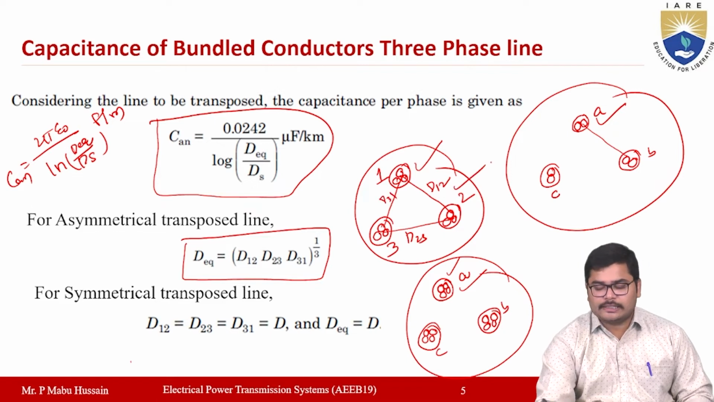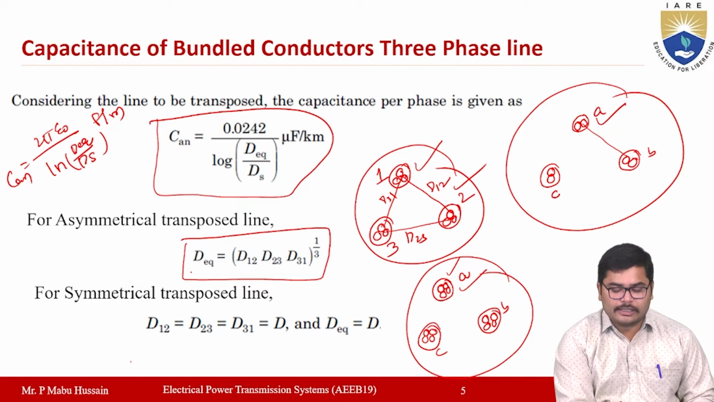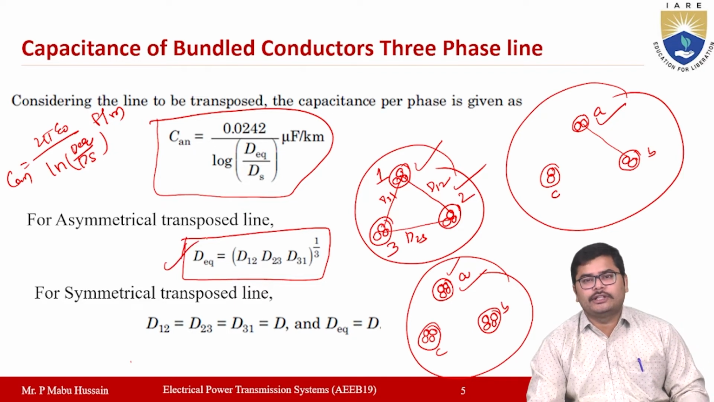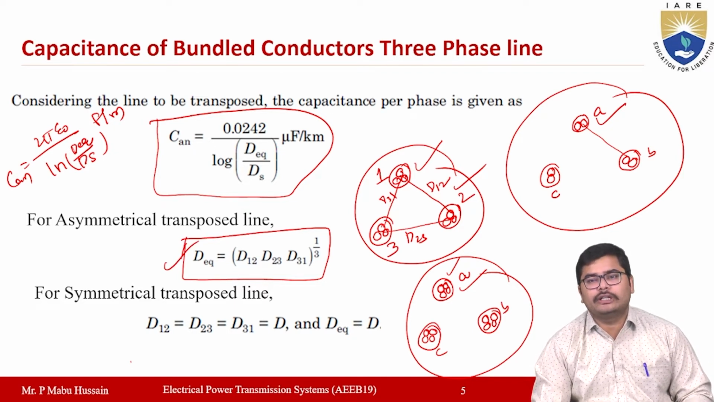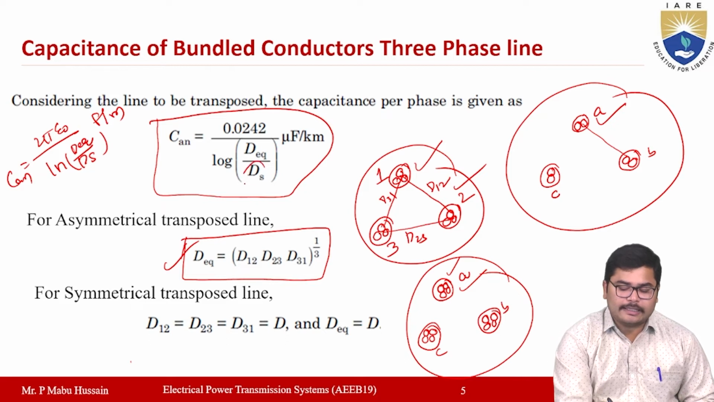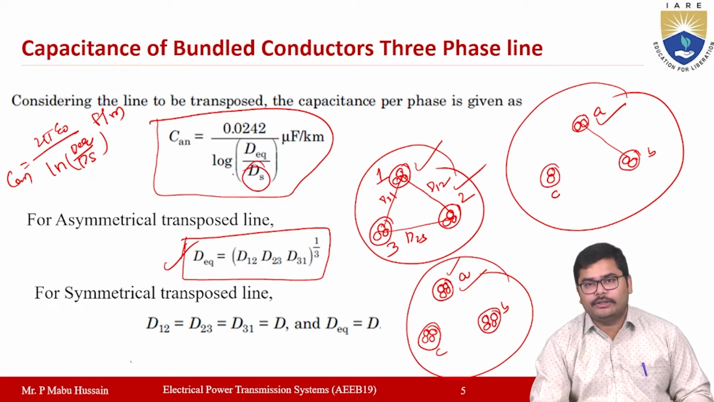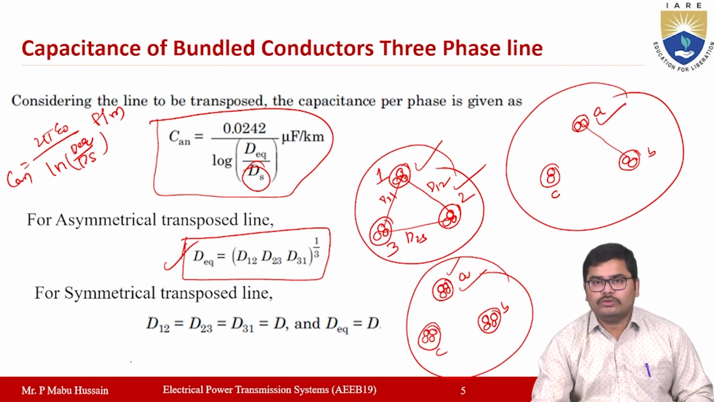Okay, so in all the 3 cases, the calculation of the D equivalent formula will be the same. D equivalent is equal to (D12 D23 D31) whole to the power of 1 by 3 for all the 3 cases. Now, how can we calculate the DS? DS is called the self GMD, and for calculating the self GMD, you have to follow a different procedure for each case. Okay, we will do the procedure for calculating the self GMD for each configuration.